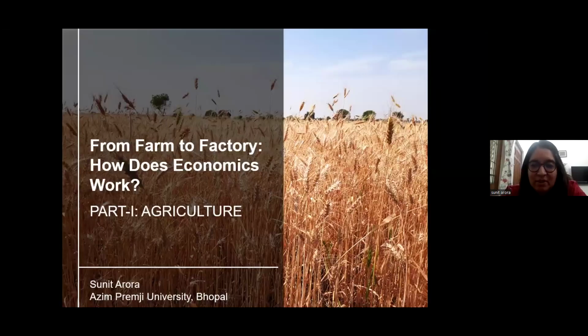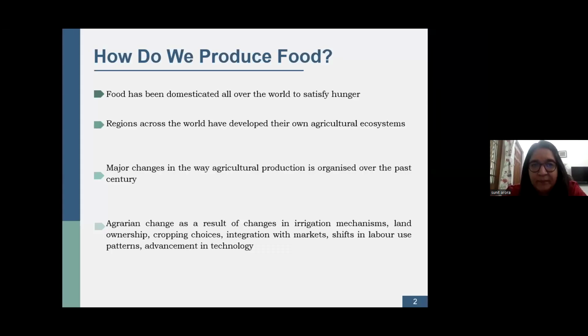Pal campus of Azim Premji University. Today's session is titled From Farm to Factory, How Does Economics Work? And I'll be taking the first part, which deals with agriculture.